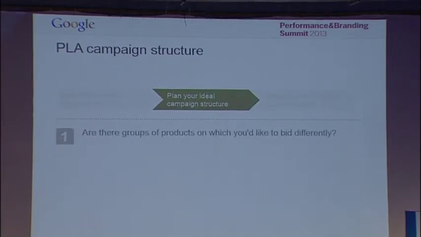Then you need to think about what's your ideal campaign structure, and what's important to think about is which products you want to group together because you're gonna put a different bid on them. As for keyword campaigns, you probably have different bids depending on different type of products. So that's the same principle here. You want to make sure you build your campaign in a way that you can manage different bids.